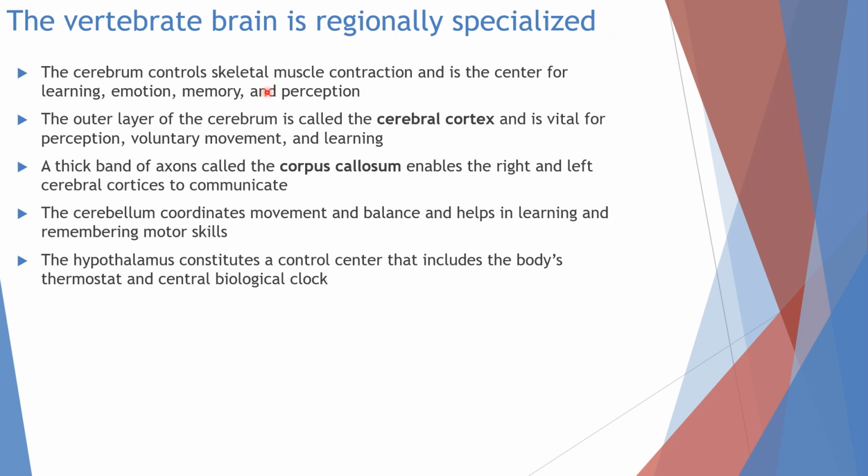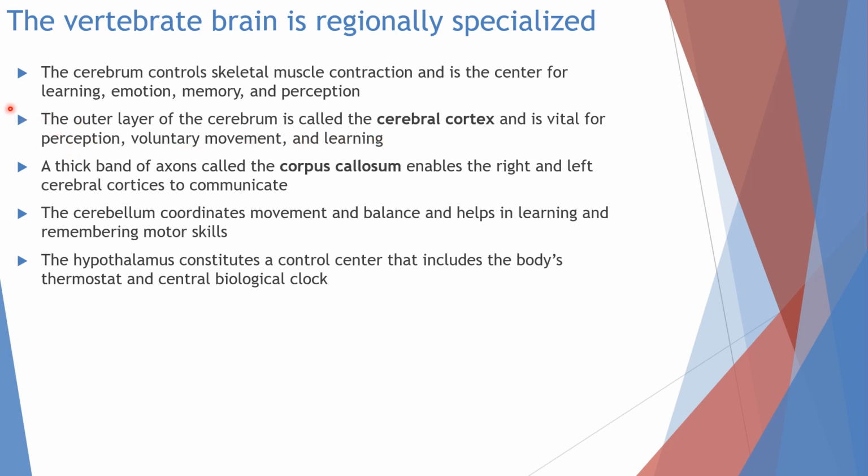Now, within this, you have your cerebellum, which controls the skeletal muscle contractions and the center of learning, emotions, and memory and perception. So that's the part of the brain where all these things are going to happen. It's the regional area that has that special connectivity with neurons that attach those abilities. And then we have the outer layer of the cerebellum, which is called the cerebellum cortex, which is a vital part of our perception, voluntary movement, and learning, things like that.